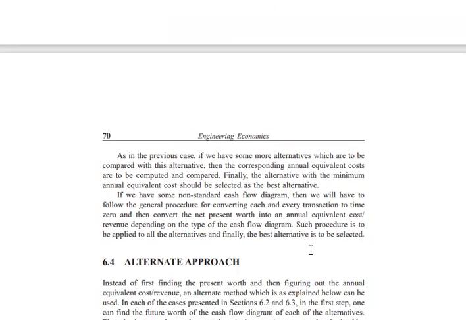So as in the previous cases, if you have more alternatives, then you have to check whichever is better by computing separately, and then you can take whichever is minimum, which can be selected as the best alternative.